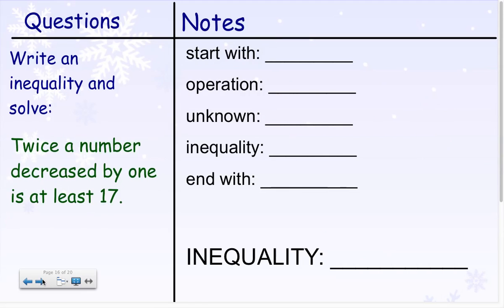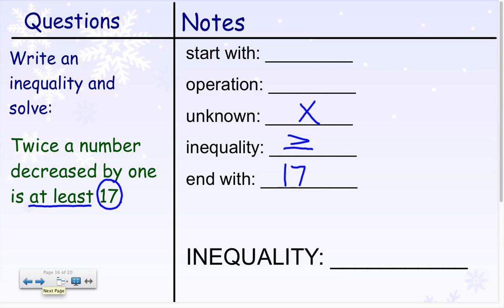Alright, twice a number decreased by 1 is at least 17. So I can start with some of the easy ones. My unknown, if you remember from the last problem, is always going to be x. My inequality is going to be found with the at least, which is greater than or equal to. I'm going to end with this last number, which is 17.